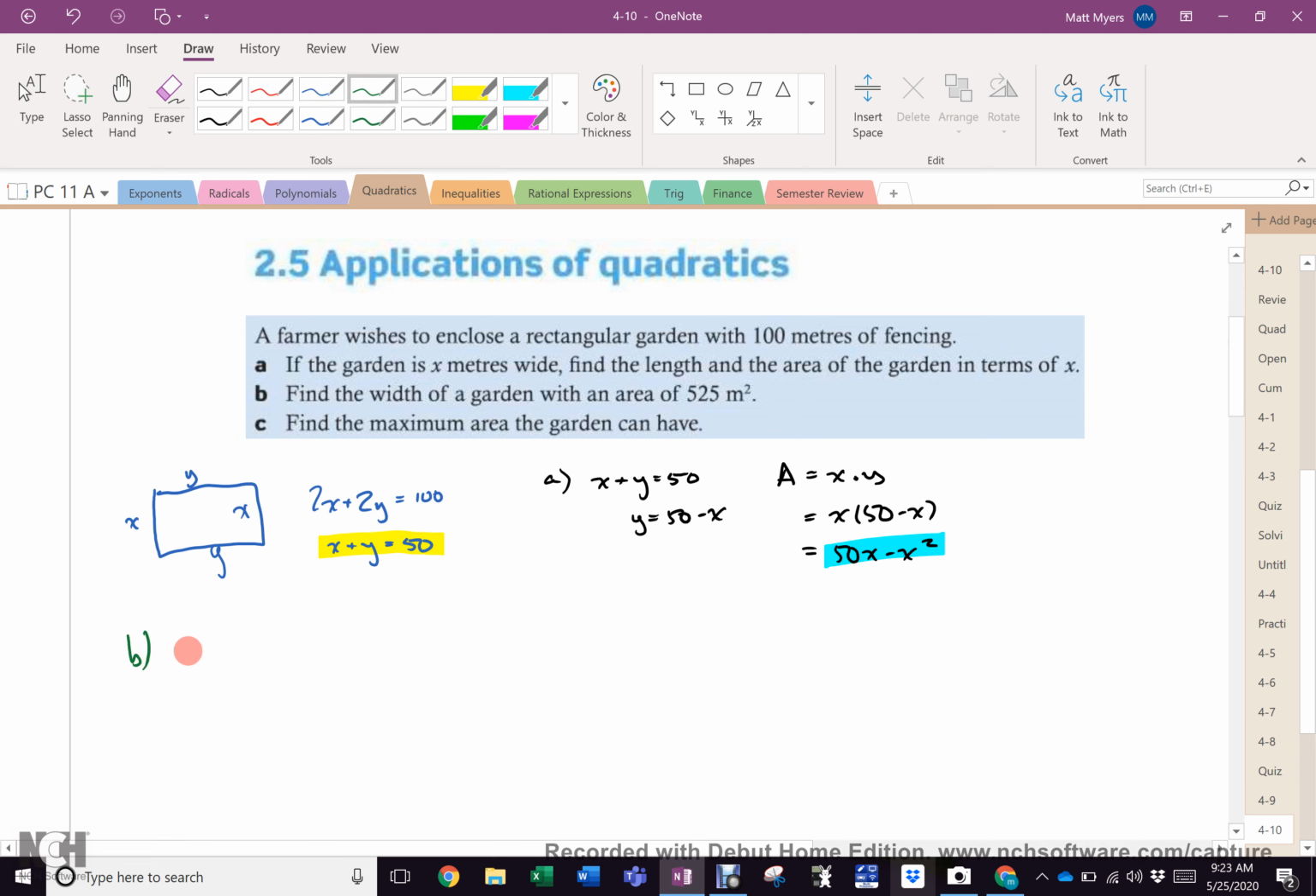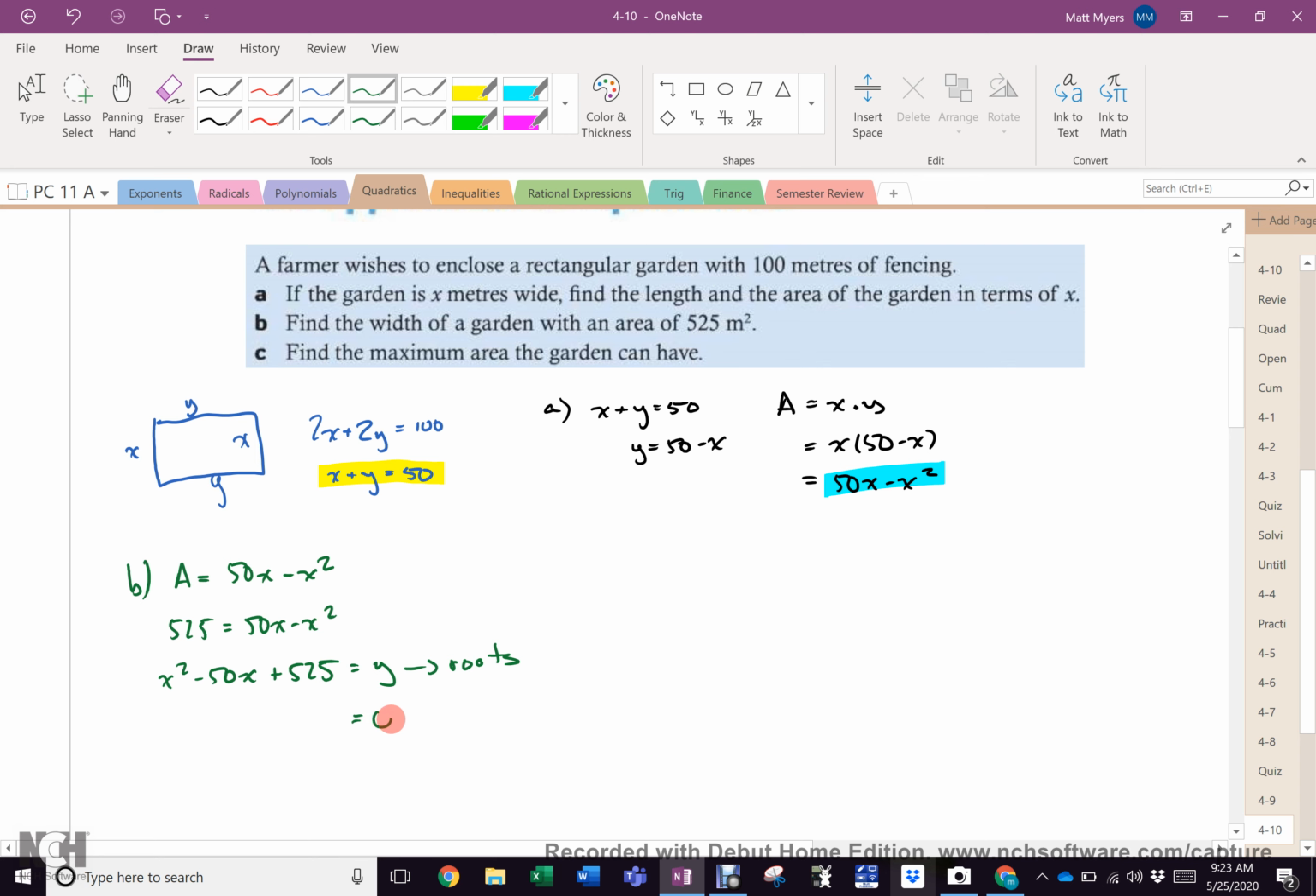For part B, we know area equals 50X minus X squared. Read the question: the area is 525. So 525 has to equal 50X minus X squared, and I want to find X. All I have to do is find the roots of this. But this is in a yucky state, so let's set it up nicer: X squared minus 50X plus 525 equals Y. Since I want to know what the X's are, I need the roots, and the roots exist when Y equals 0.